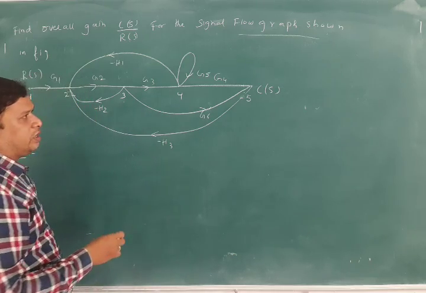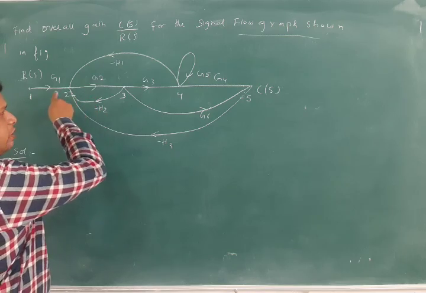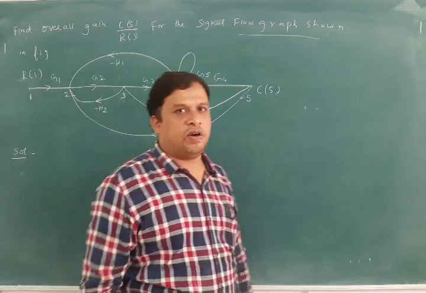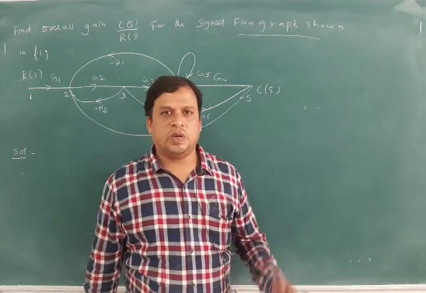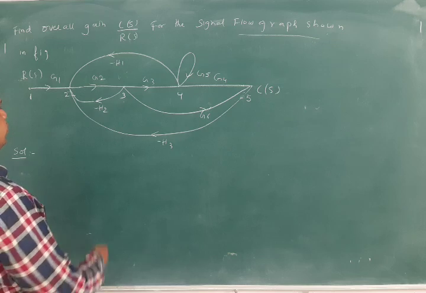You can observe here that there are some reverse paths also. You can see the arrows here which are not in the forward direction. So what we do here is first we will find out the forward paths from the signal flow graph. So begin from the forward path. How many forward paths will you see in this figure?